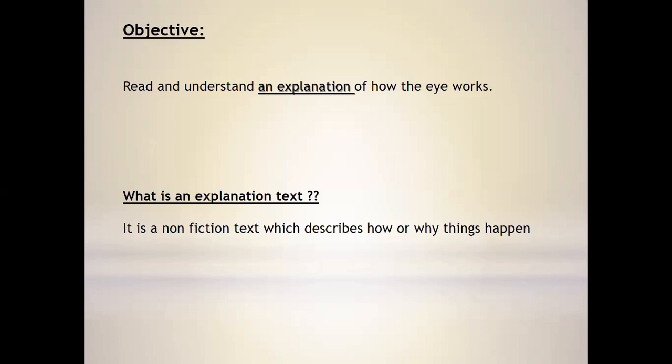The objective of this lesson is to read and understand an explanation, شرح, of how the human eye works. What is an explanation text? It is non-fiction. We do not depend on imagination or fiction. أبداً مش خيالي, since it is based on facts, which describe how or why things happen.